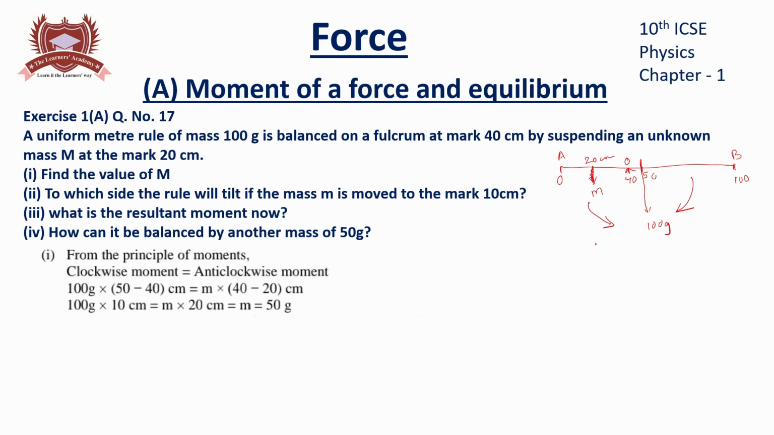So according to the principle of moments, clockwise moment is equal to anti-clockwise moment. So what is my clockwise moment? It is 100, the mass that is there, multiplied by 50 minus 40, because it is this much away. And on this side we have the mass M multiplied by 40 minus 20, giving me 100 gram multiplied by 10 centimeters is equal to M times 20 centimeters.